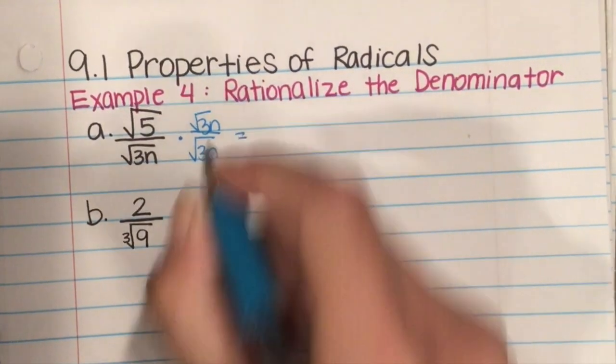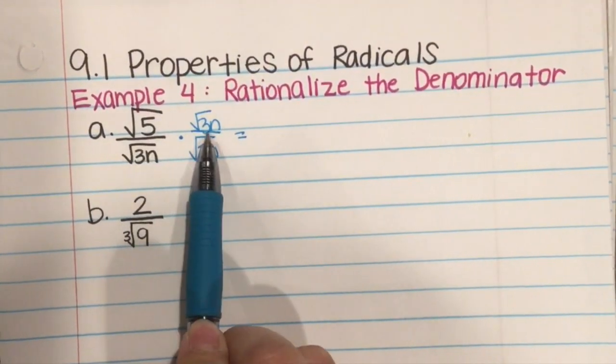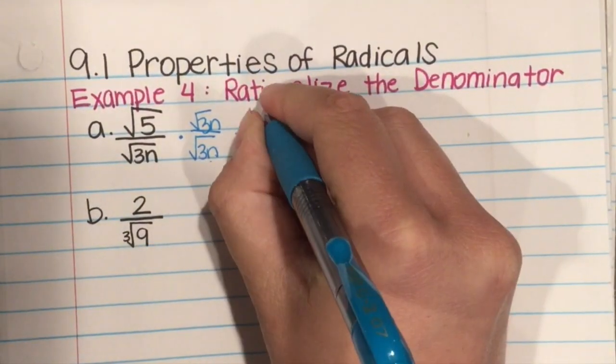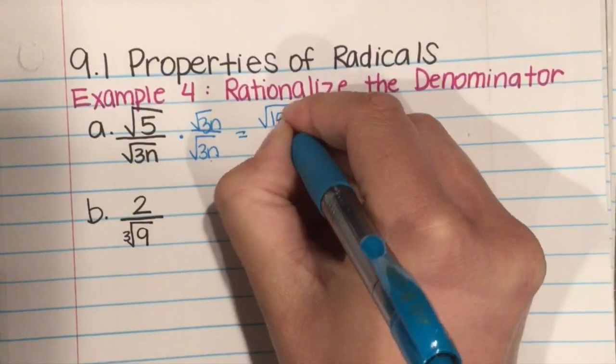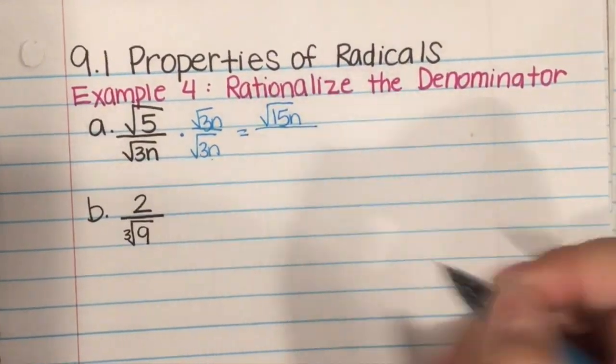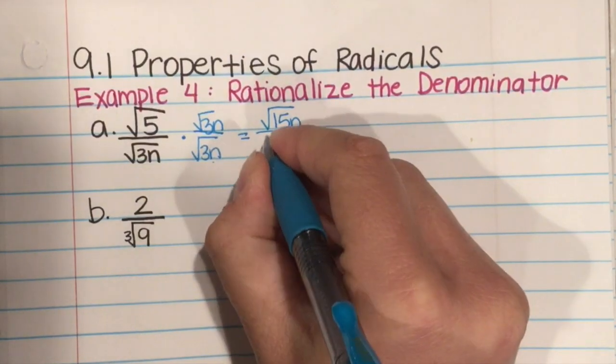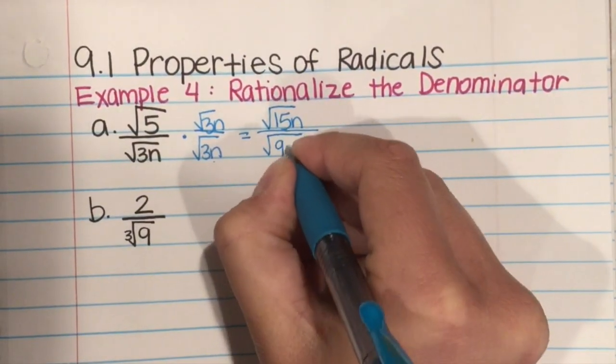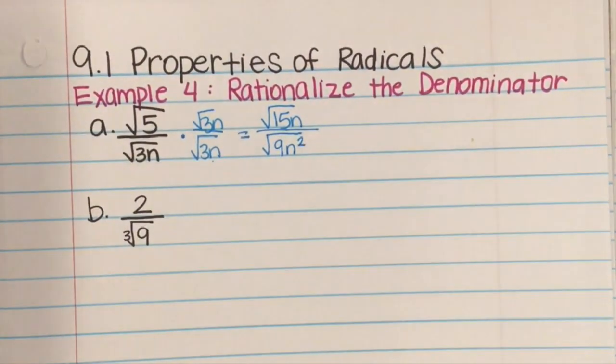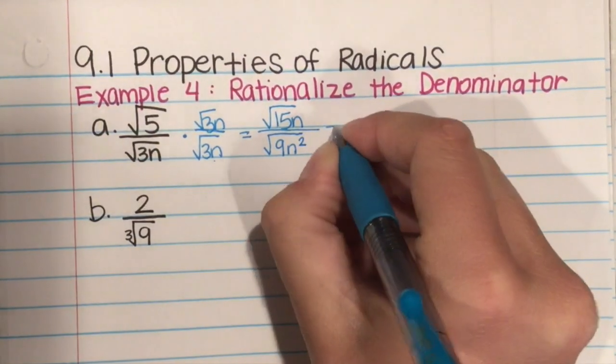So when I do this, the square root of 5 times the square root of 3n is the square root of 15n. And then in the denominator, I have the square root of 3n times the square root of 3n gives me the square root of 9n squared. Now I still have that square root in the denominator, but what you'll notice is that we have some perfect squares in there that are going to simplify fully.